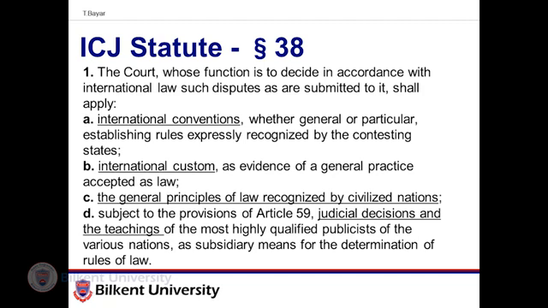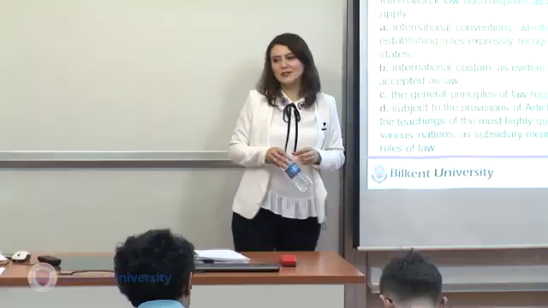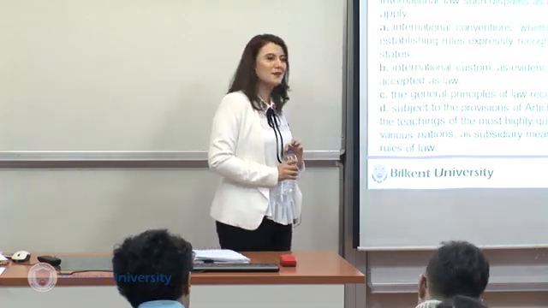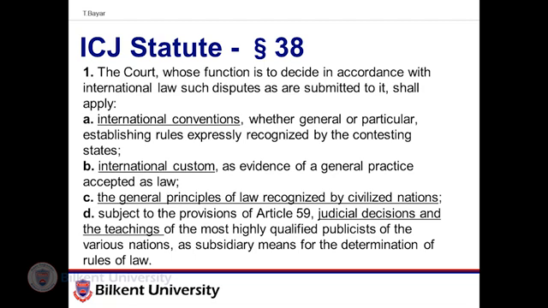The third source is about the general principles of law recognized by civilized nations. Of course, we can start debating them. Who are civilized nations? And so on. Well, we don't need to become that philosophical in this class. We'll just talk about what general principles are. And the fourth source is about judicial decisions and the teachings. So, there are four sources: treaties, customary law, general principles, and the fourth one is composed of two pieces. That's judicial decisions and teachings.